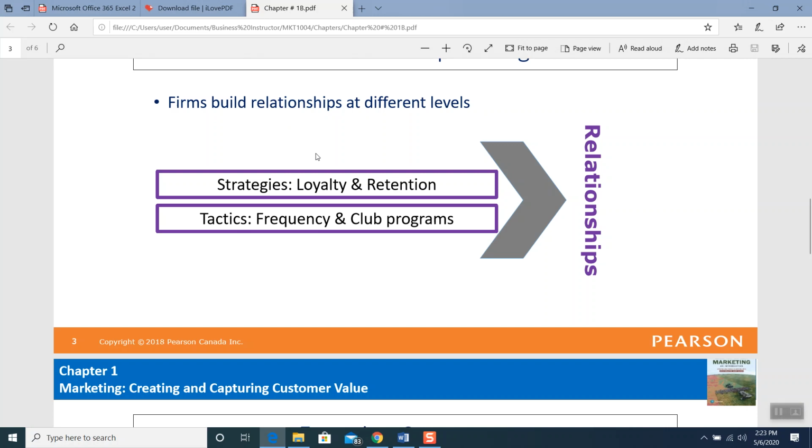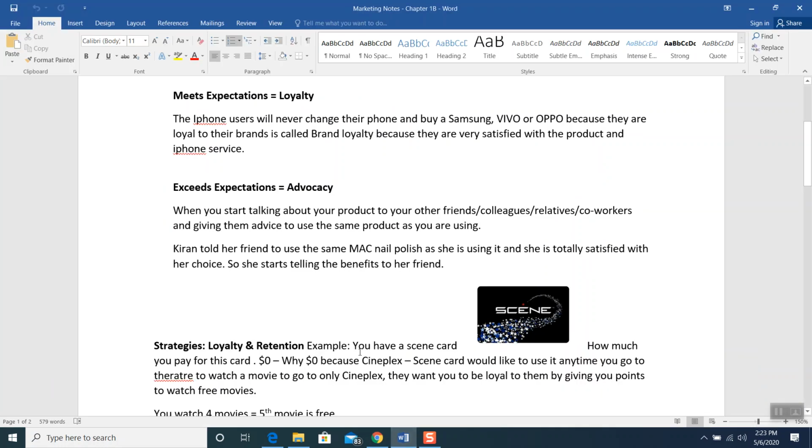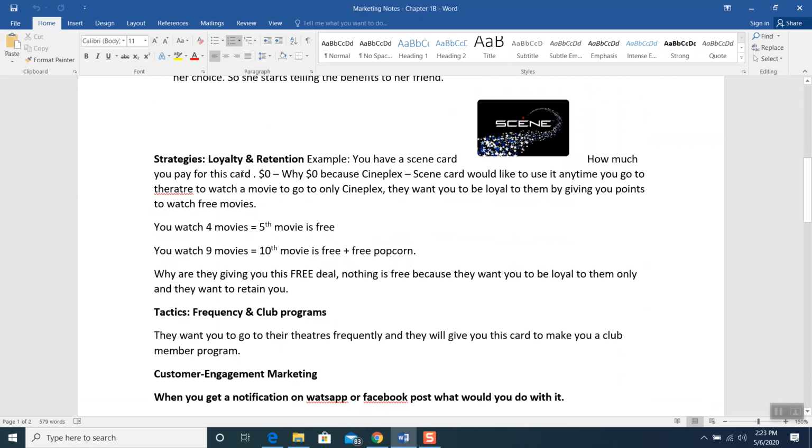So there are 4 different strategies or 4 different points for how a firm builds a relationship with different brands. The first one is called loyalty. Let's talk about it. Strategies: loyalty and retention. For example, you're new to Canada, you would like to watch movies, not in this pandemic time, but once it becomes normal, everyone wants to entertain themselves, so you go to a theater called Cineplex, and they offer you a Scene card.